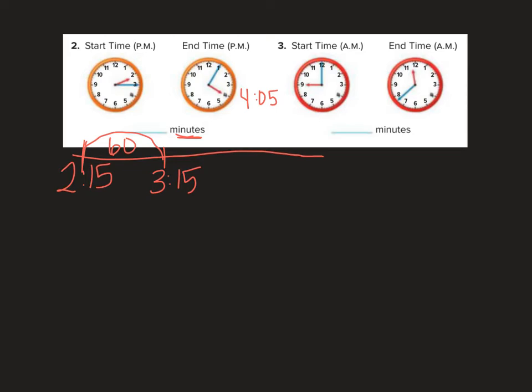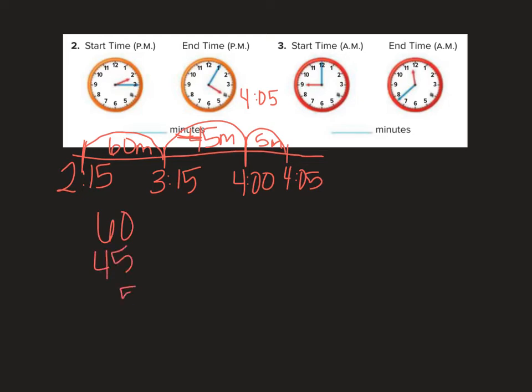Can I go to 4:15? I cannot go to 4:15. So I'm going to make a 45-minute jump and get to 4 o'clock. And then I can make a little 5-minute jump to get to 4:05. Okay, so I have 60, 45, and 5. So I am going to get 110 minutes is my elapsed time.